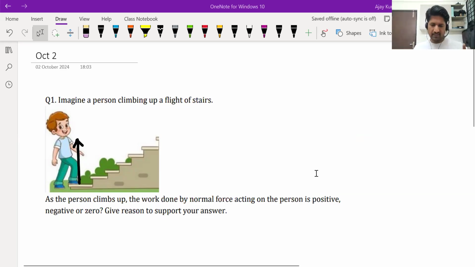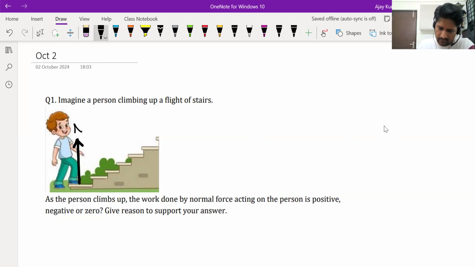So yeah, tell me your answers to this problem. Aishwarya, what do you say is the sign of work done by normal force as the person climbs up? Sir, I think it's positive. Positive, and reason? Whenever the person's foot is on the step, the normal force would act this way, and we know the person as a whole is moving in this direction.